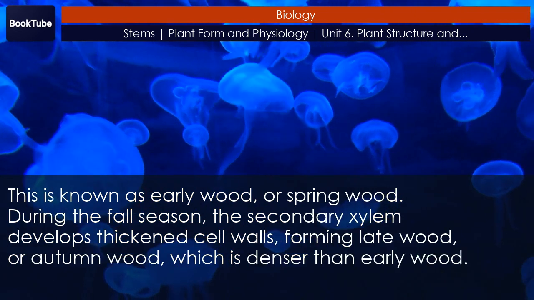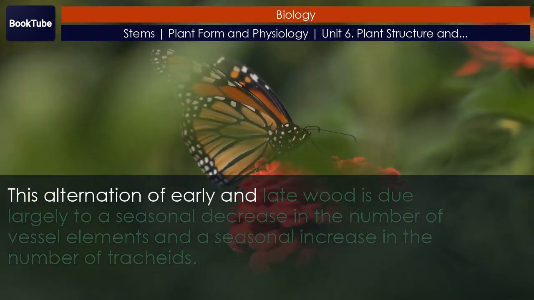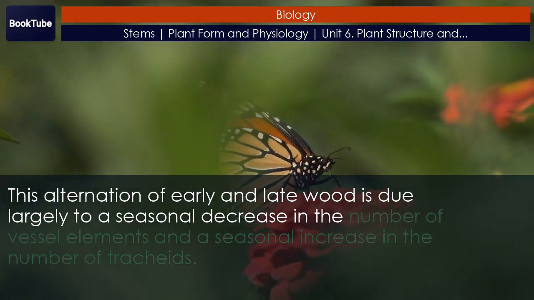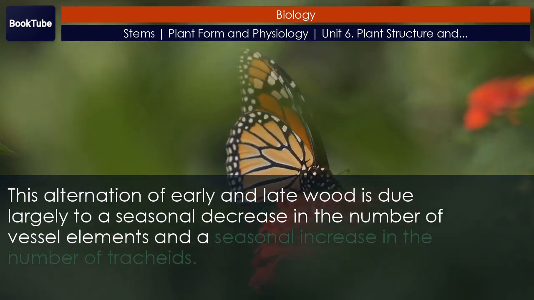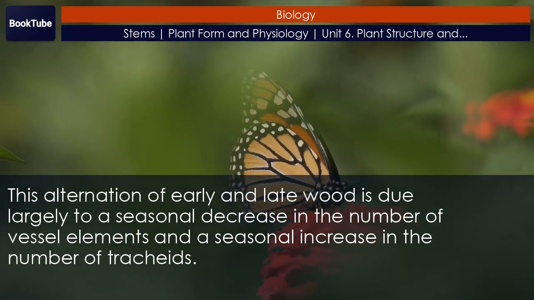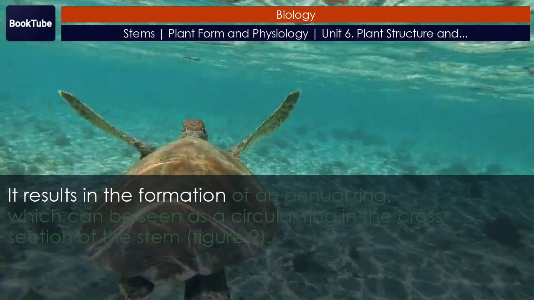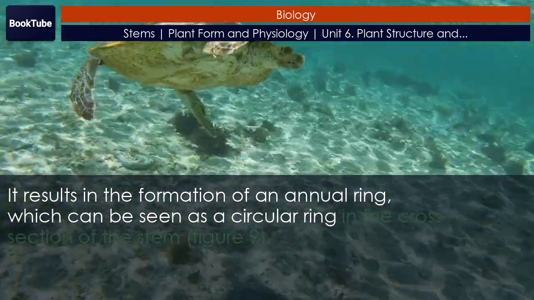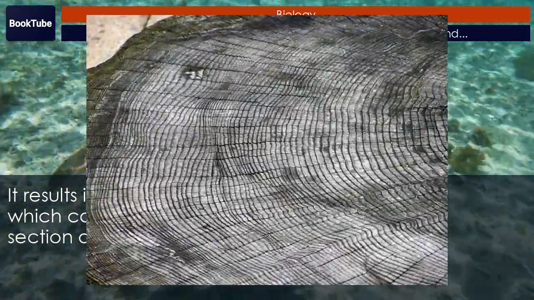than early wood. This alternation of early and late wood is due largely to a seasonal decrease in the number of vessel elements and a seasonal increase in the number of tracheids. It results in the formation of an annual ring, which can be seen as a circular ring in the cross-section of the stem. Figure 9.